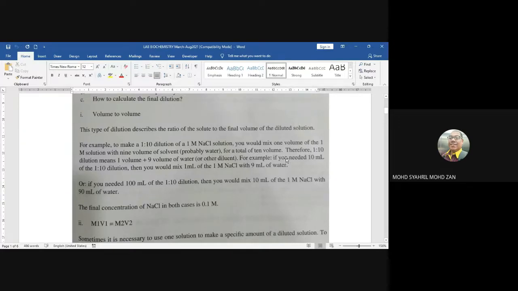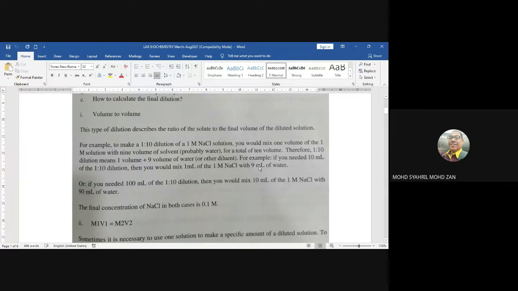So therefore, we have a 1 over 10 dilution, which means 1 volume plus 9 volumes of water. For example, if you need 10 ml of a 1 to 10 dilution, then you have to mix 1 ml of 1 molar sodium chloride with 9 ml of water.